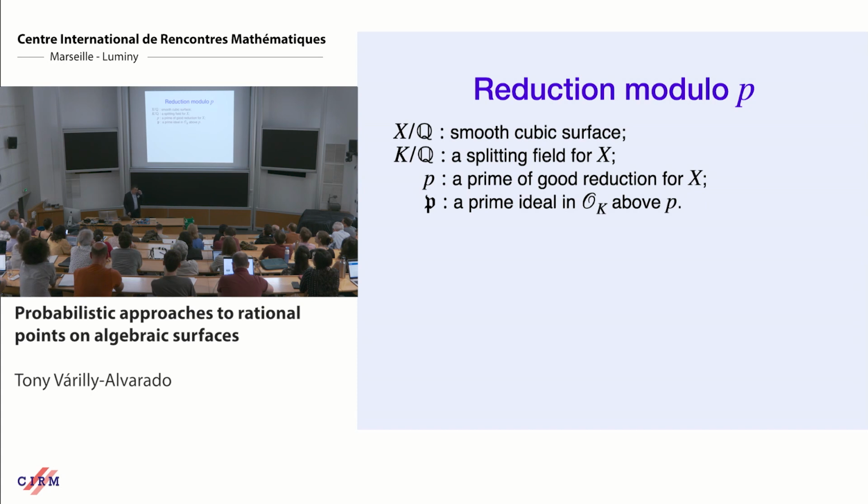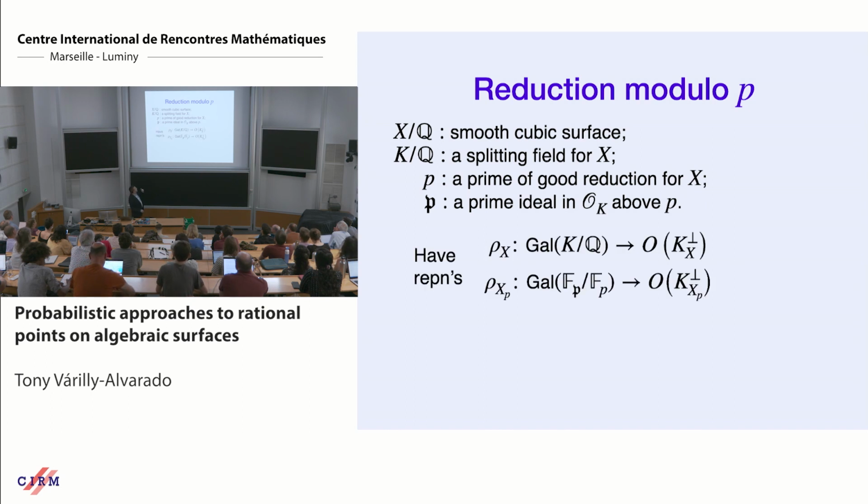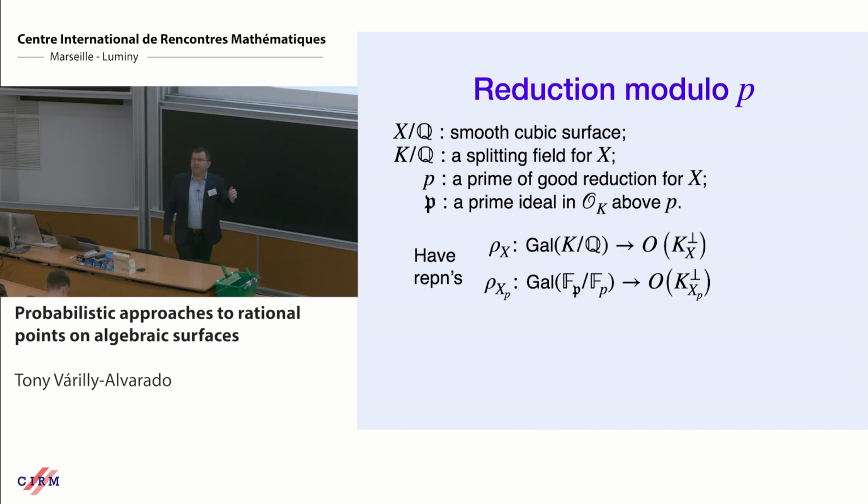So what we're going to do is reduction modulo p. Everybody loves reduction. So I'm going to start with a smooth cubic surface. There's this splitting field that I don't want to calculate, but I know it's there. I'm going to look at some prime of good reduction for X, and a prime ideal above p. If I do that, I have both my original representation and the representation of the reduced surface. It's a prime of good reduction, so when I reduce mod p, I also see a del Pezzo surface, a cubic surface, but it's defined over Fp.